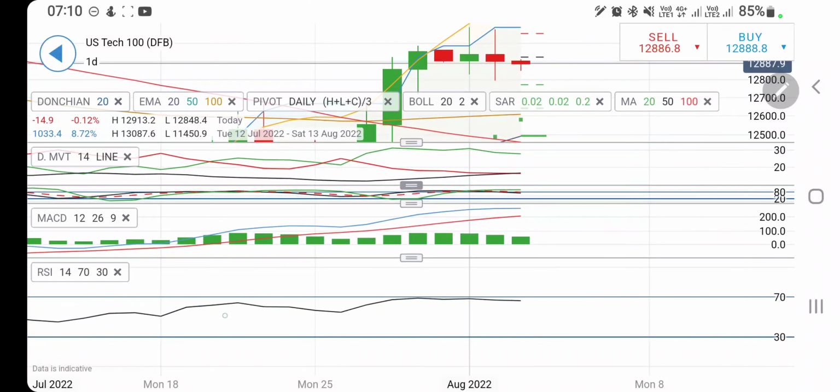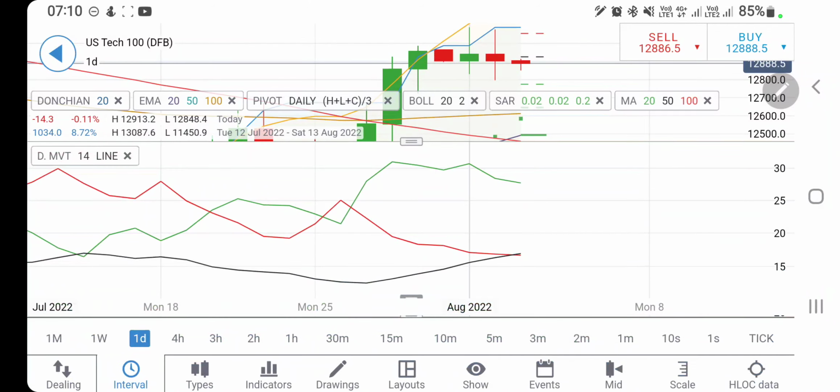MACD is overbought and trying to converge, and RSI is at top. So yes, till 12,920 I will not recommend you to long. Rather, you can go short at 12,920 with the stop loss at 12,950, and one can expect 12,850 and 12,800 is the first target. Below 12,800 there could be a stronger drop on the US100. And remember, above 12,950 do not keep your shorts open, just keep a 30-point stop loss.